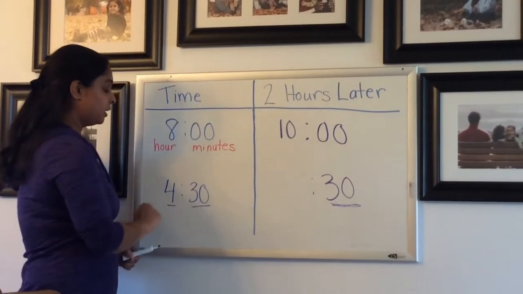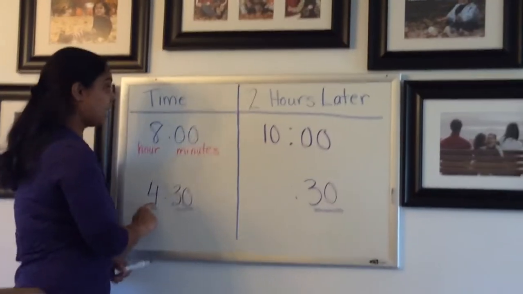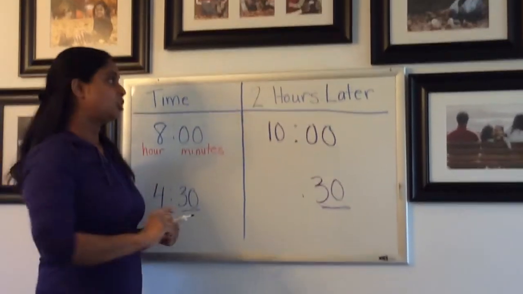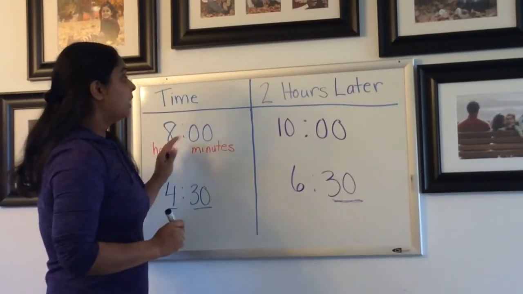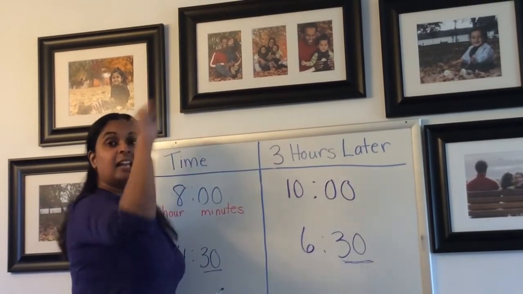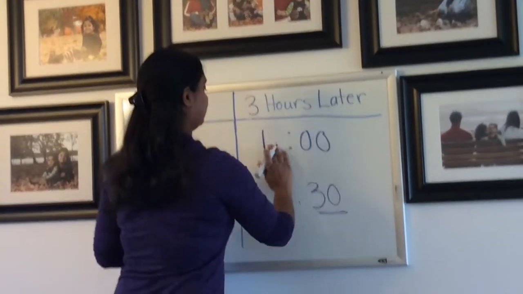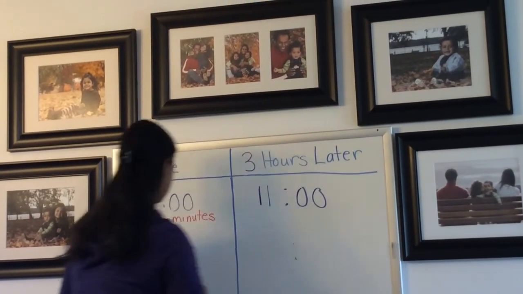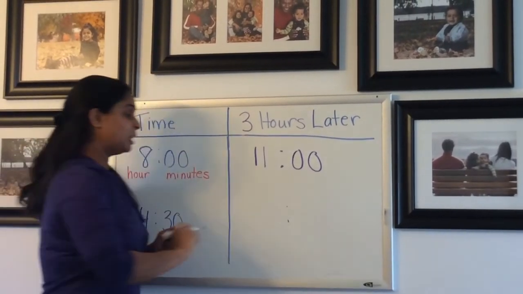Let's try it for 4:30. So I'm going to leave the 30 there because the minute does not change. We're just going ahead hours. So punching out on 4, 4, 5, 6. 2 hours later would be 6:30. All right, so we can even try 3 hours. Let's try it for this one. 8 o'clock, 9 o'clock, 10 o'clock, 11 o'clock. 11 o'clock. So let's try it for this one. I'm going to say the full time now when I punch out. 4:30, 5:30, 6:30, 7:30. That would be 3 hours later.